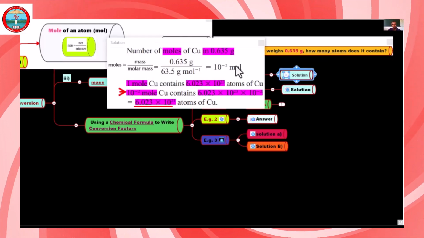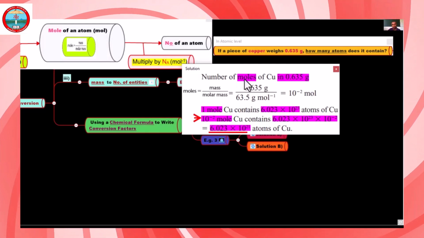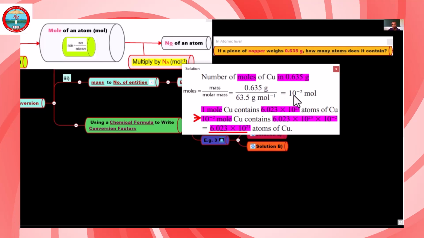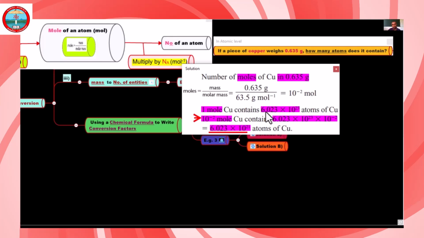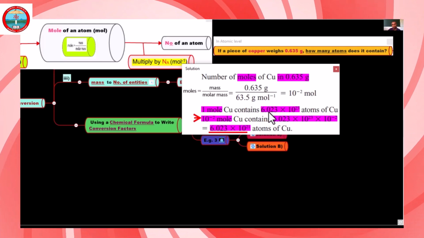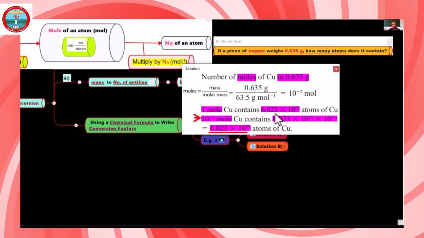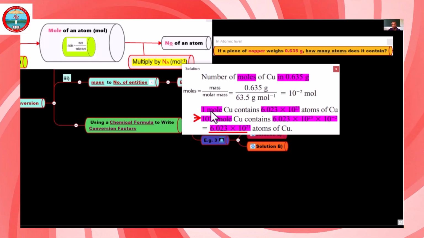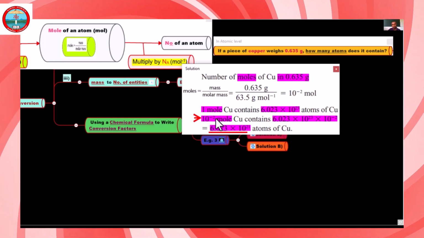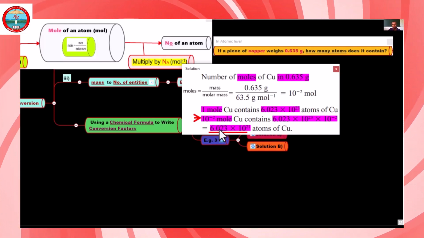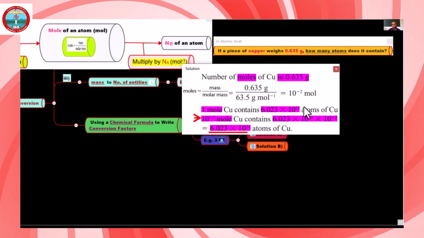Then the solution: to do this, first convert the given mass into mole, and the mole will become 10 to the power of minus 2 mole. Then 1 mole of copper contains 6.02 times 10 raised to positive 23 atoms. So if this amount is present in 1 mole, then how much copper will be present in 10 to the power of minus 2 mole? The answer will be 6.02 times 10 raised to positive 21 atoms of copper.